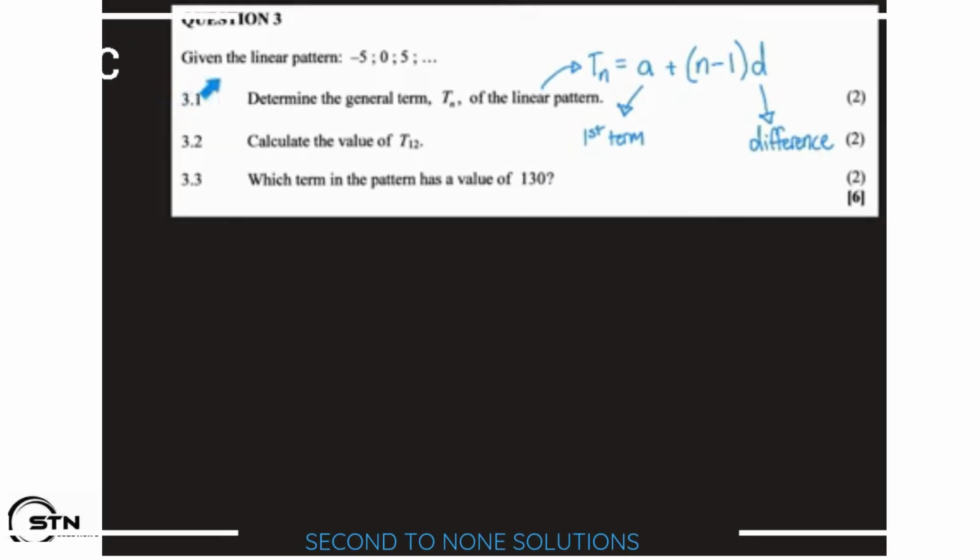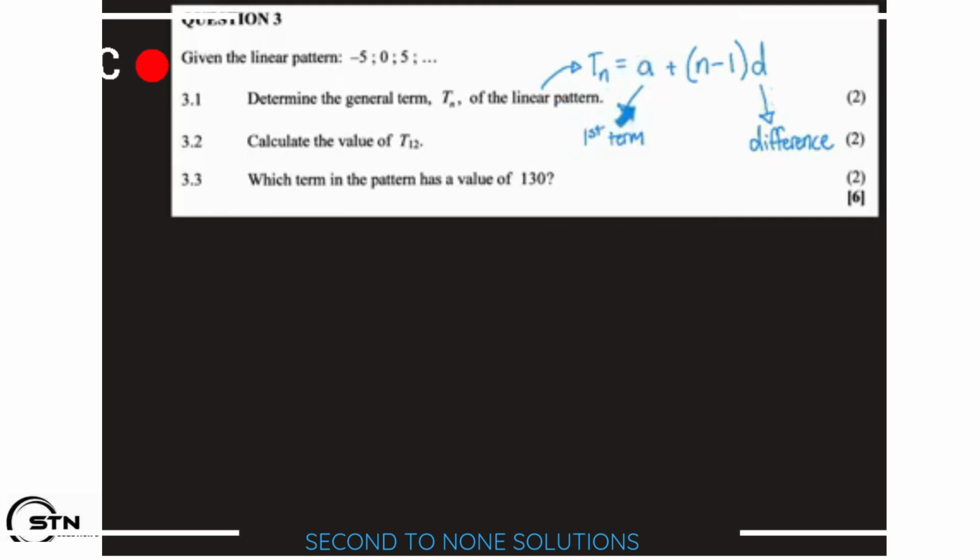Paper 1, obviously, and over here it says: given the linear pattern, determine the general term, Tn, of the linear pattern, calculate the value of T12, and then which term in the pattern has a value of 130. Now, over here, we have the formula for an arithmetic sequence, which is the same thing as a linear pattern.